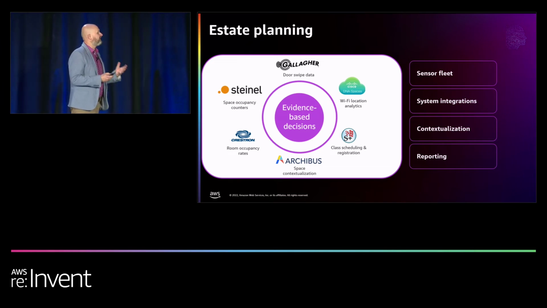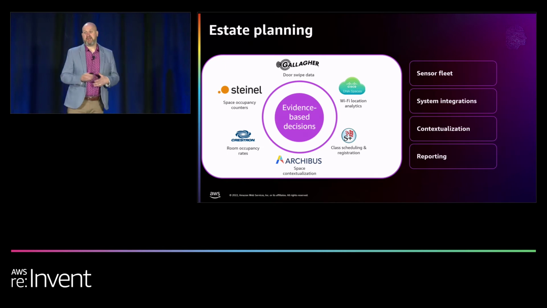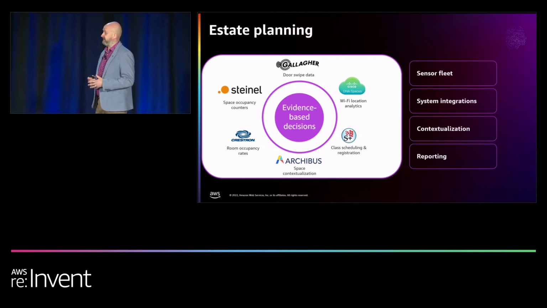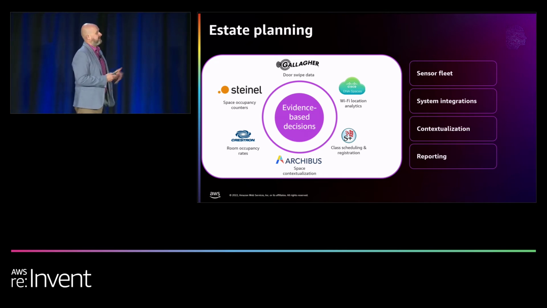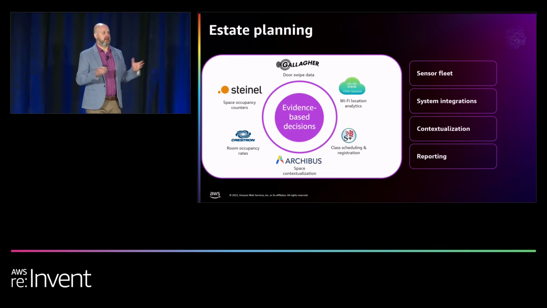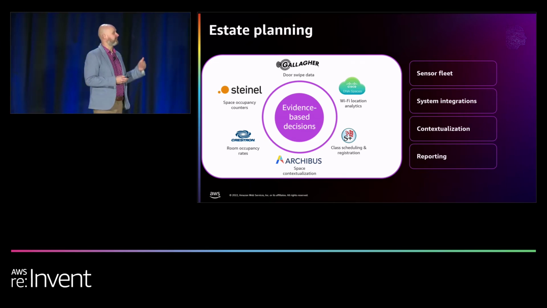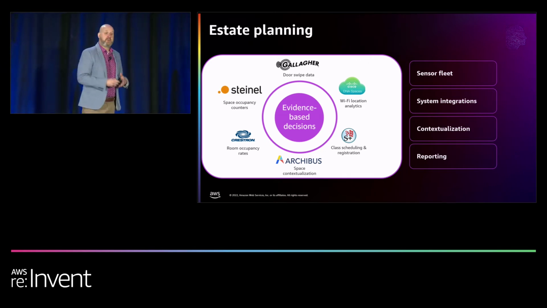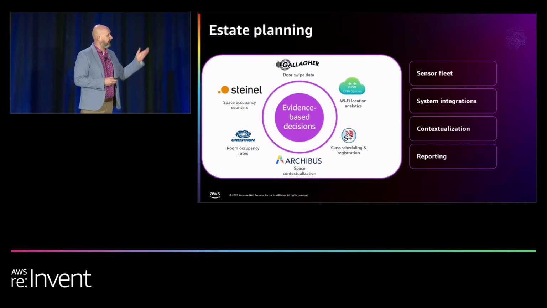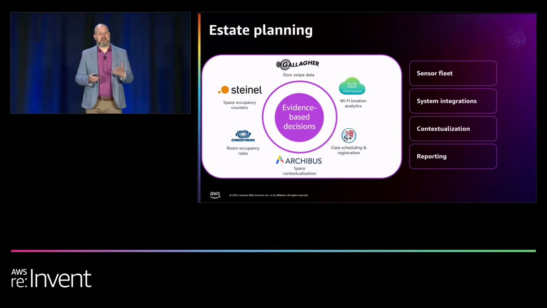And so we embarked on a project with 4 key components to begin to understand these different spaces and how they were being used and who they were being used for. We started with the sensor fleet. We've rolled out sensors to both quantify occupancy in individual rooms as well as occupancy at both the floor and building level. We've built a number of system integrations with things like Archibus and our scheduling tools, so we can understand information about that space.